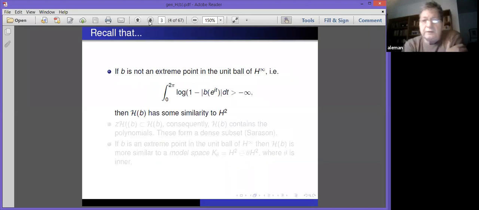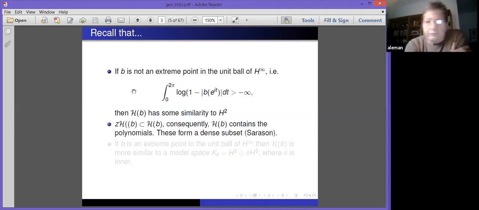Yes, this is probably Dan's lecture from tomorrow. According to this b, there are two types of de Branges-Rovnyak spaces, in the sense that they have very different properties. If this integral is finite, then b is not an extreme point of the unit ball, which is not so important for what we're talking about here. But then H(b) starts to be more similar to the Hardy space itself, in the sense that you have a forward shift acting on it, and you have polynomials in the space, which form a dense subset. These are all things that you can find in Sarason's book.